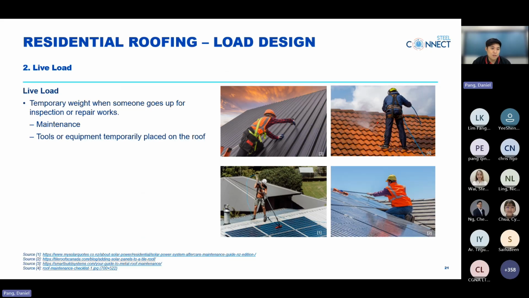Next, to live load. So live load is something that we do not see often on roofing, but it is crucial for roofing structure. It is a temporary weight when someone goes up for maintenance work. So now, currently, with solar and photovoltaic panels being so common, this is something that we must consider on a roofing structure system. Here we have 4 persons going up to the roof for maintenance, doing their various work. So without a proper design, it will pose safety risk for them to conduct their work.